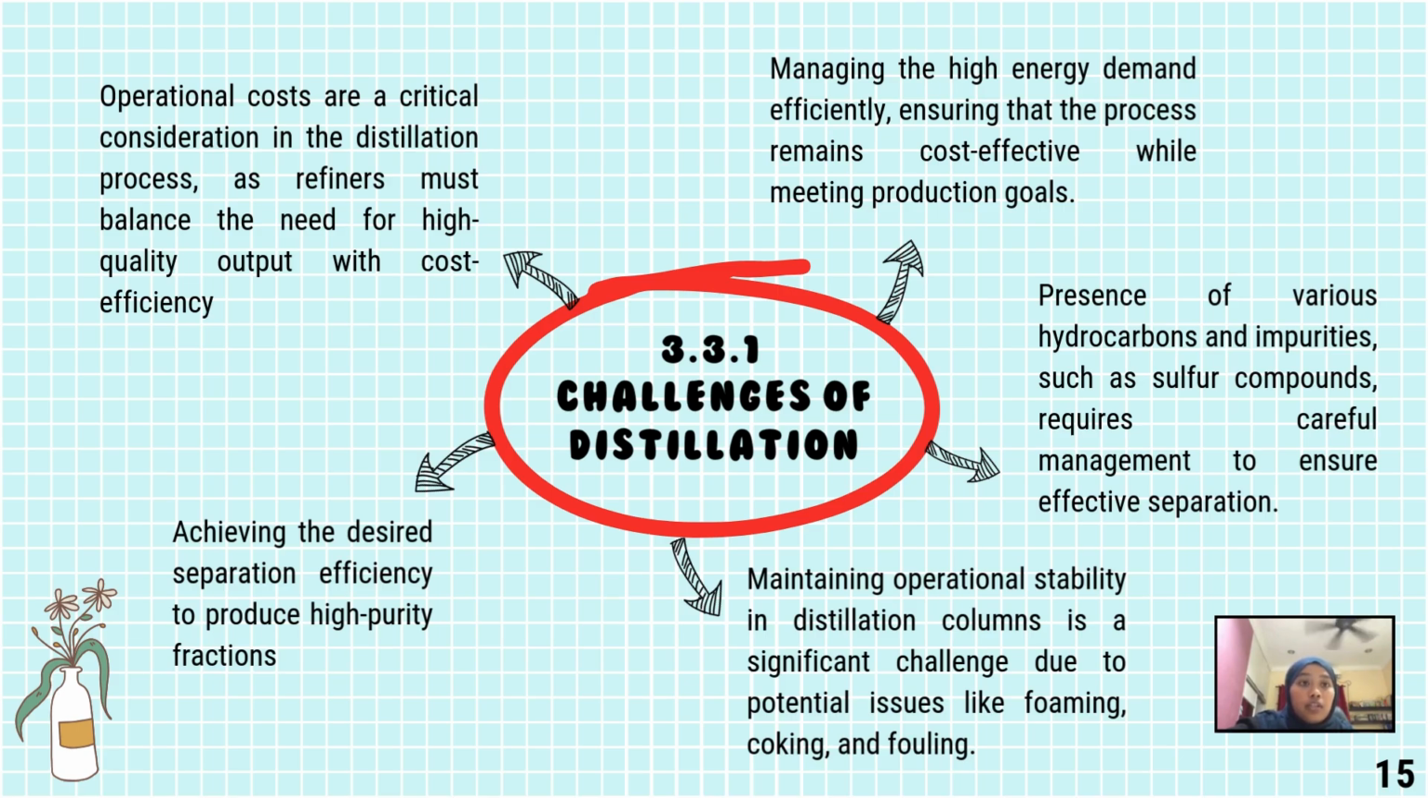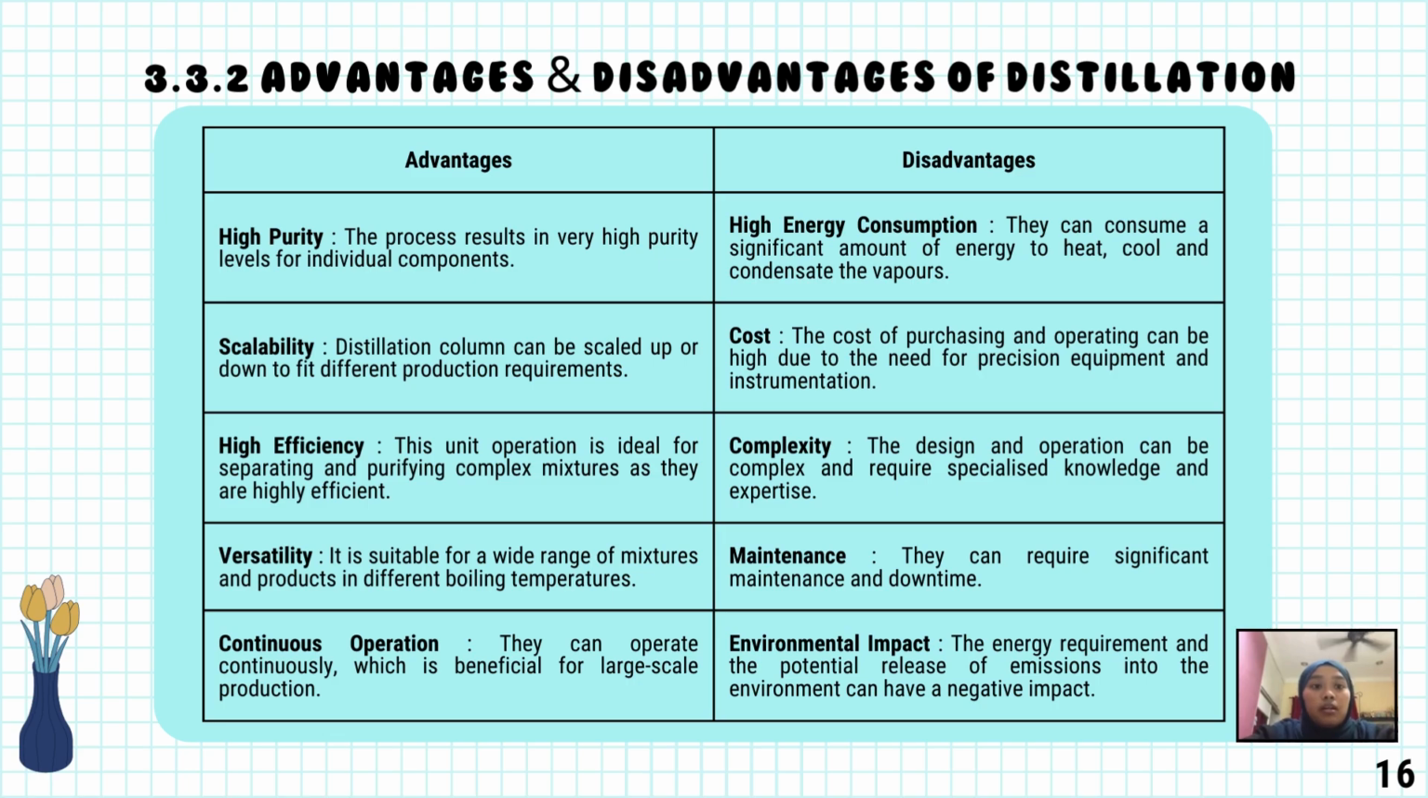The third one is that the presence of various hydrocarbons and impurities such as sulfur compounds requires careful management to ensure that effective separation occurs. The fourth one is that we need to maintain operational stability in the distillation column because issues like foaming, coking, and fouling may happen during the process. And then the last challenge for distillation is to achieve the desired separation efficiency in order to produce high purity fractions. So these are all the challenges of distillation.